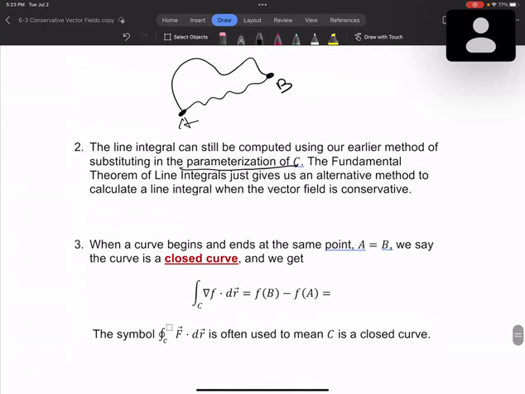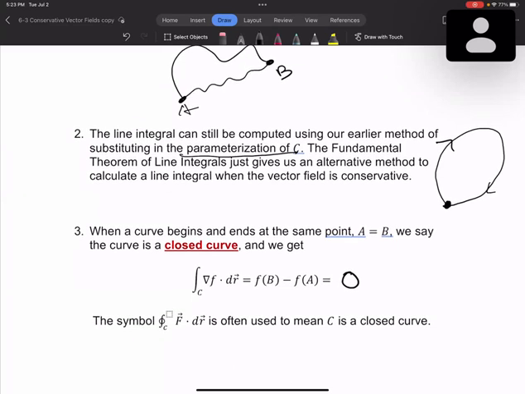When a curve begins and ends at the same point, we say the curve is closed. So you get the integral equals 0. You go here and you finish here. You go all the way and you finish at the same place. This integral is 0. And then this symbol is often used to mean the curve is closed.